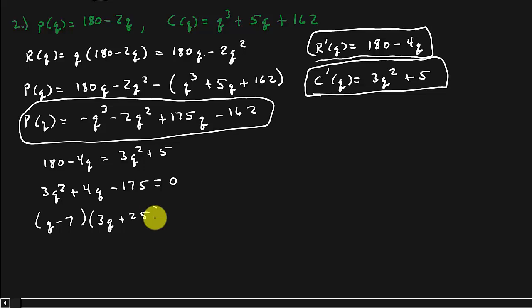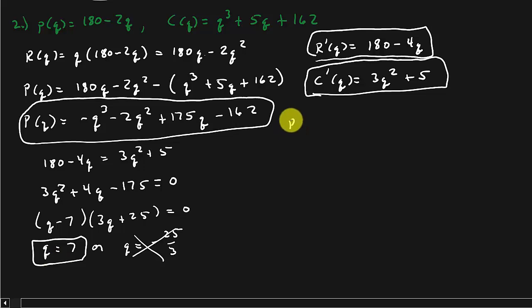3q plus 25 equals 0. So q equals 7 or q equals, and if I solve that, that's negative 25 over 3. So we know it's not the negative. And so that's q equals 7.